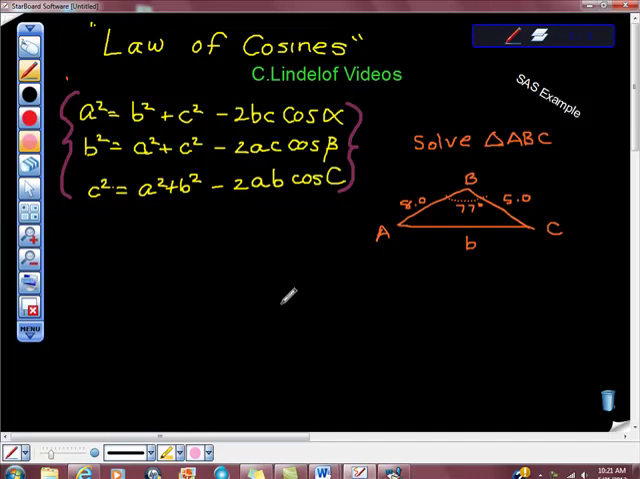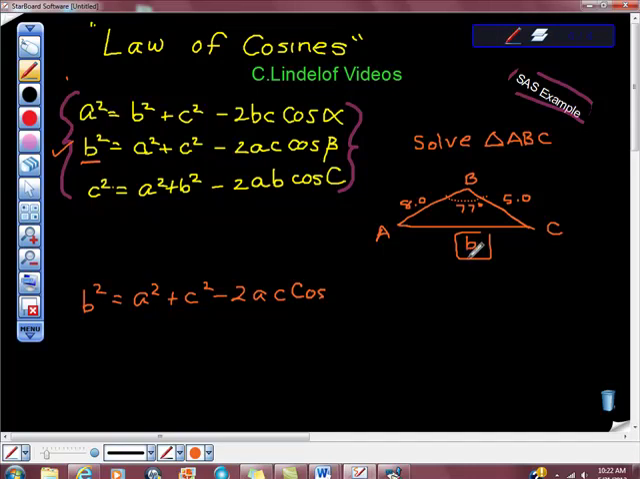First off, we can see we have a side angle side here, don't we? So this example is side angle side. I'm going to start off by looking for this right here. I'm going to say that b squared, I just chose the form I'm going to use, b squared is equal to a squared plus c squared. And this is what gets easy, minus 2ac cosine, opposite of b is beta, cosine beta.